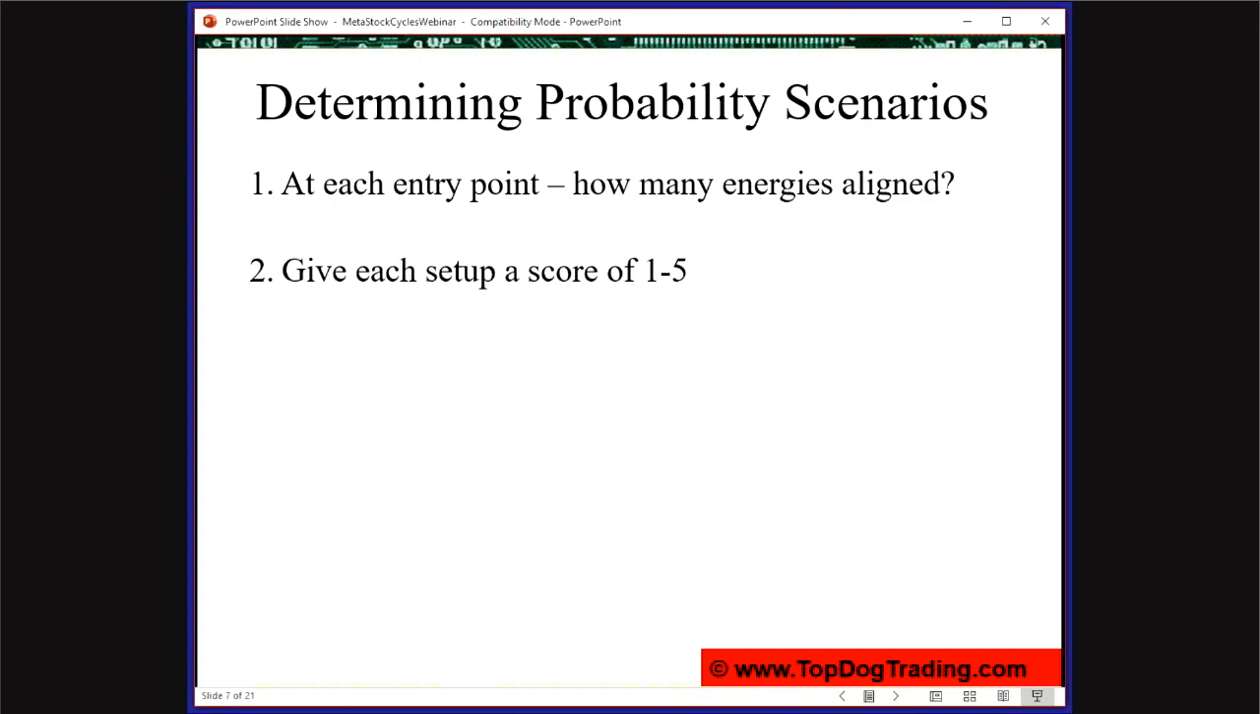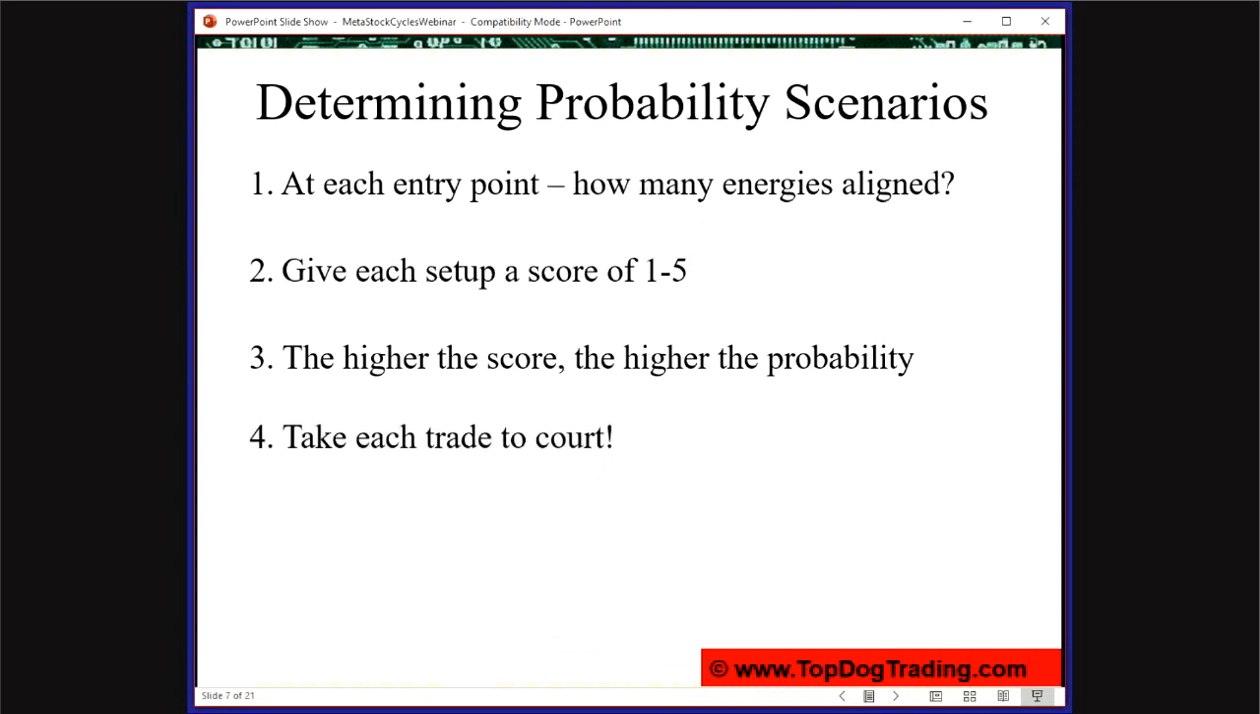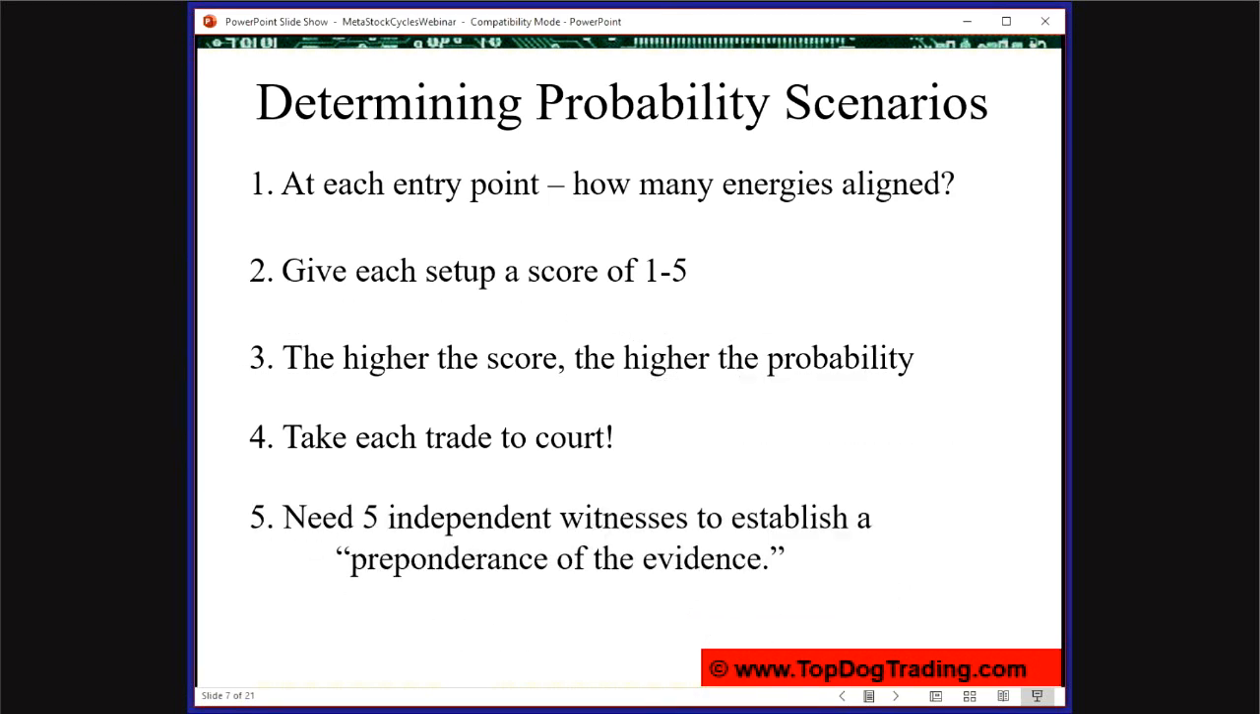So we look at those 5 energies and we ask, okay, how many of them are all bullish or bearish at the same time? And literally just give it a score of 1 to 5. So that's how we trade. The higher the score, the higher the probability of success. It's kind of like taking each trade to court. And Jeff, he mentioned this in passing, and I really do like this analogy. What we need are 5 independent witnesses to establish a preponderance of the evidence. So the operative word here is independent.